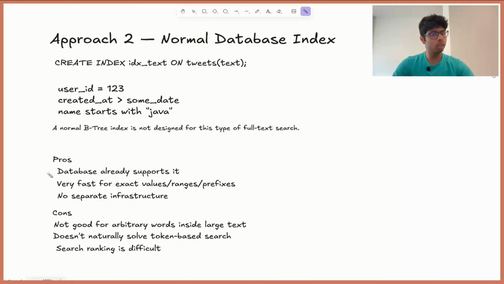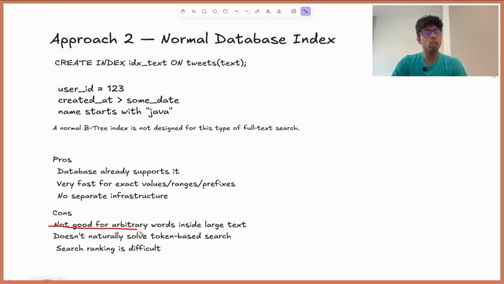So, pros and cons. Pros: the database already supports it, and it is very easy to implement. Indexing exists in the database. It is very fast for exact values, ranges and the prefixes that I have discussed. No separate infrastructure is needed for searching. We can just do it in the database.